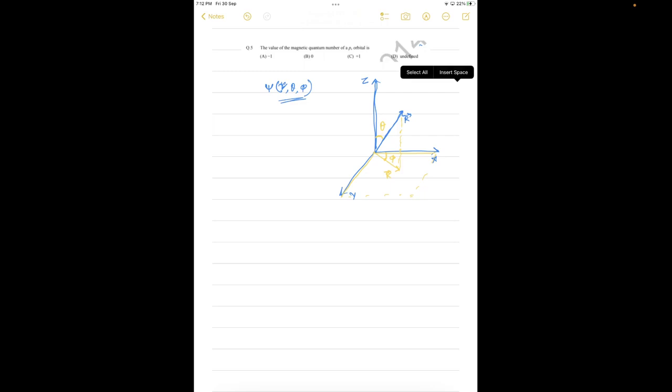So basically this will be equal to r cos theta, because the angle between the z axis and the r vector is theta. So if you take the projection of this r vector along the z axis, then it will be just mod r cos theta, and along the x axis it will be r sin theta cos phi, and along the y axis it will be r sin theta sin phi.